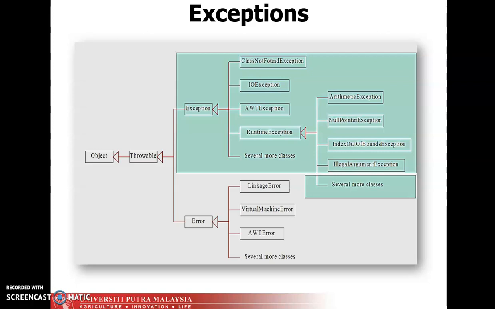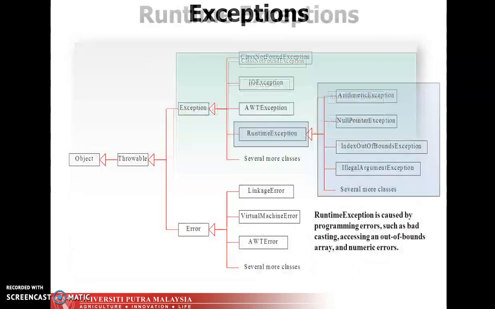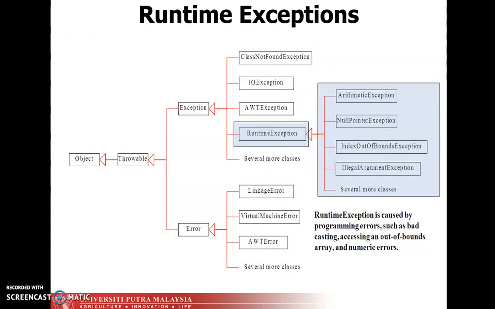Okay, according to the following diagram, we can see several types of exceptions such as class not found exception, IO (input-output) exception, AWT (Abstract Window Toolkit) exception, runtime exception, and several more classes. We skip the rest of the information from the diagram for a moment. Then we put our focus on runtime exception, which can be expanded into several examples, such as arithmetic exception, null pointer exception, index out of bound exception, illegal argument exception, and etc.